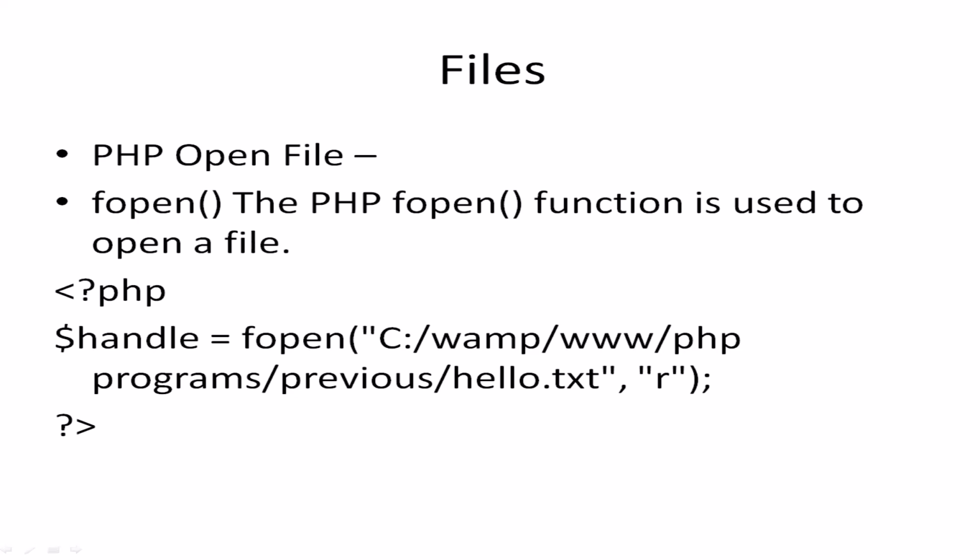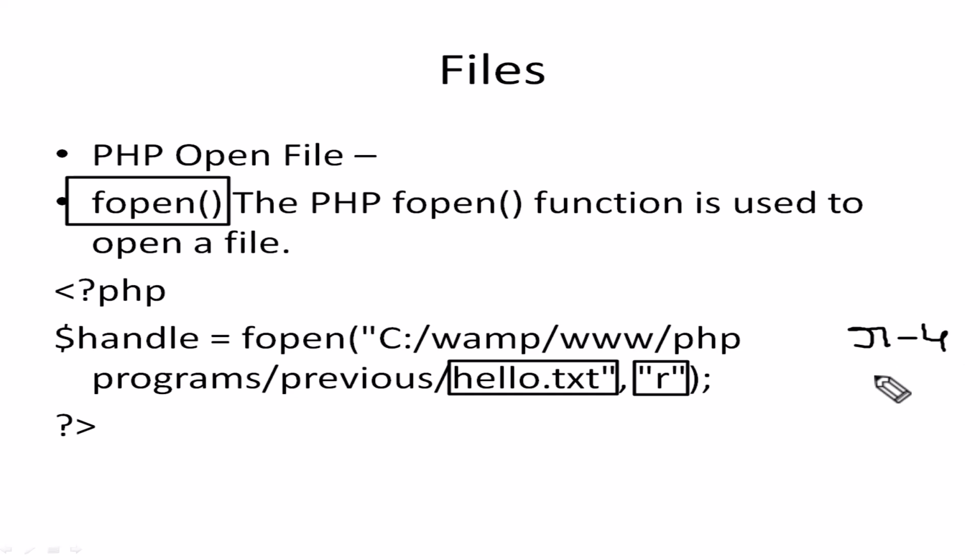For example, if you want to open a file by using fopen, you can open a file. For example, if you want to create a particular file called hello.txt, you can open it in read mode. R stands for read, W stands for write, and X stands for execute. Read has the value 4, write has the value 2, and execute has the value 1.